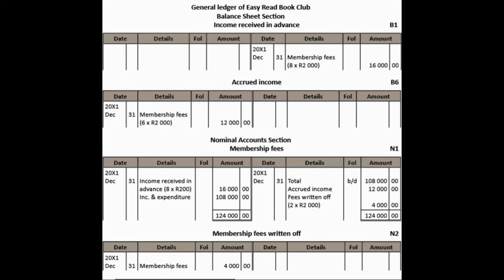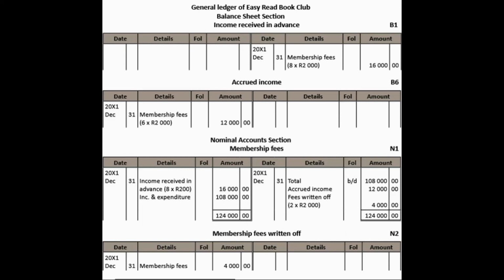8 members have already paid their membership fees for X2. That is income received in advance. So you will credit income received in advance and you will debit membership fees 16,000. That is 8 times 2,000. And then they also said 2 members have to be written off. That's quite easy. 2 times 2,000 gives you 4,000. So on the credit side of membership fees, you will have fees written off 4,000. Now you've got all the entries in your membership fees account.